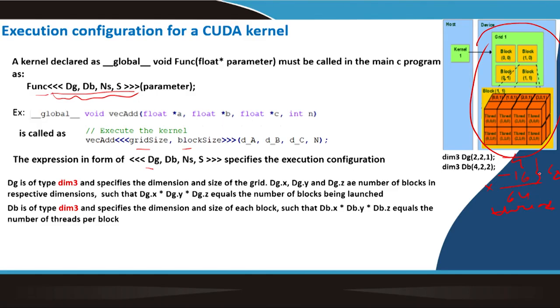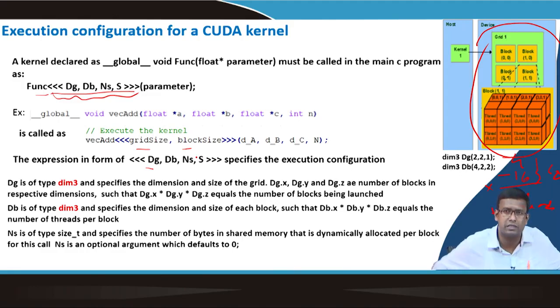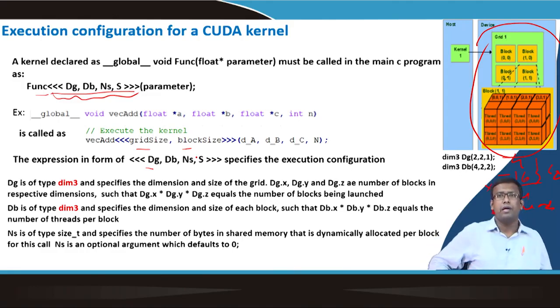Okay. Then there are also certain arguments, Ns and S. Ns is of type size_t. It specifies the size of the shared memory variable that will be dynamically allocated per block for the call. So, you know that shared memory and L1 cache are both on-chip memories, and they share the same space in modern GPU architecture. In case we need some shared memory variable, this shared memory is a little different from what we discussed about shared memory and distributed memory architectures.